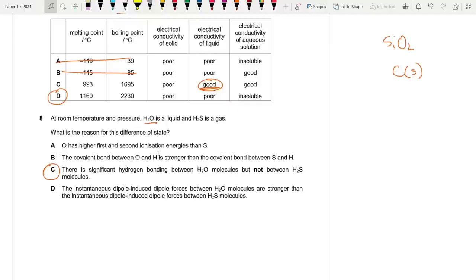Number 8, at room temperature and pressure, H2O is a liquid and H2S is a gas. So here, some of you guys asked me a question. You asked me, please explain the other options too, like why they're wrong. I do agree. You should know why the others are wrong and why the correct one is correct. But in questions like 8, rather than reading all the options and wasting time, you should just look for the correct answer, because you guys know that H2O has hydrogen bonding while H2S does not, which is the main reason why it has a higher boiling point, or melting point. So we're just going to look for that. There's significant hydrogen bonding between H2O molecules, but not between H2S molecules. That's that. Okay.